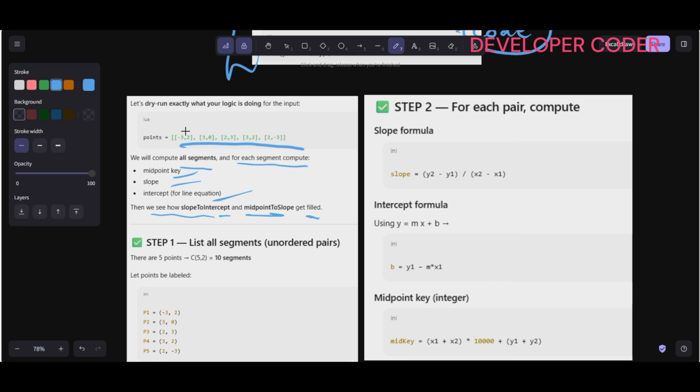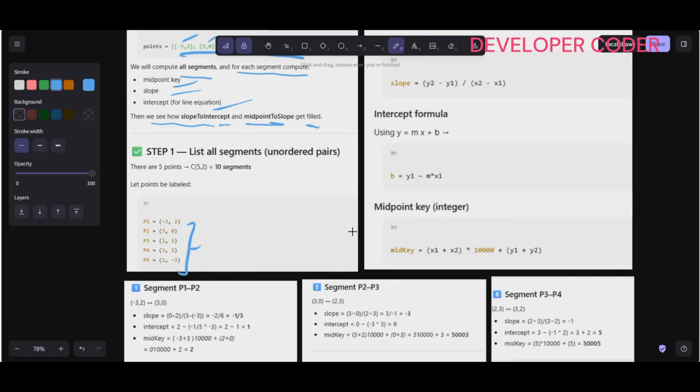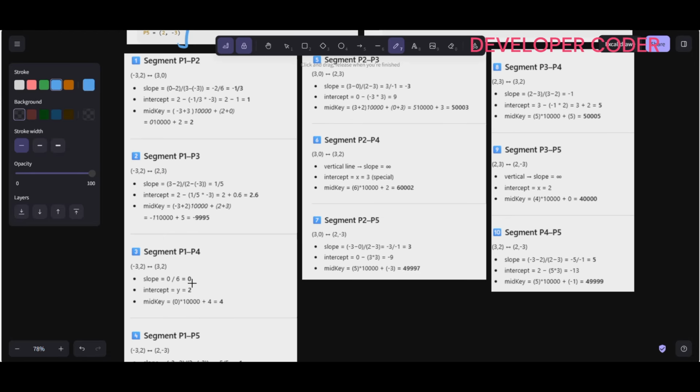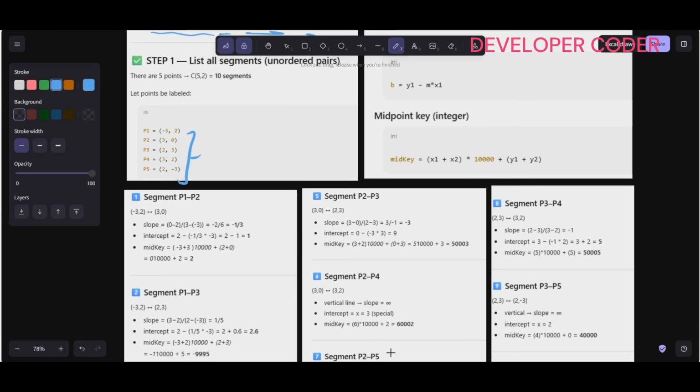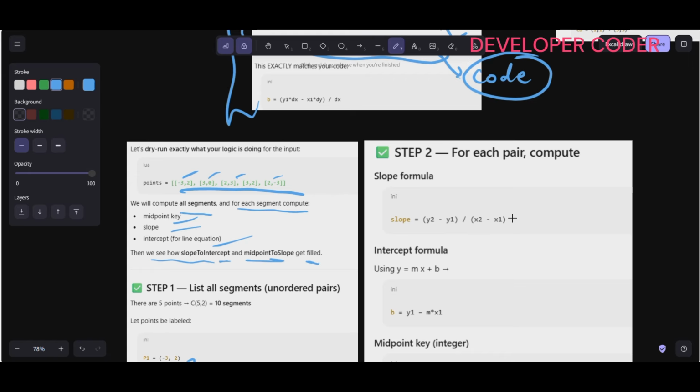First I told you, for total 5 points, we can form different combinations, right? P1, P2, then P1, P3, then P1, P4, then P1, P5, P2, P3. Okay, all these different pairs. For each pair we are going to compute the slope like this. We are going to calculate the intercept using the formula, right? This formula I have derived further.